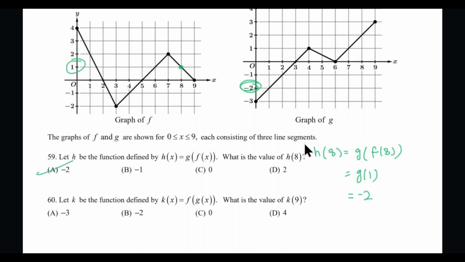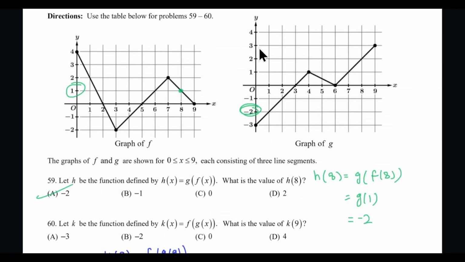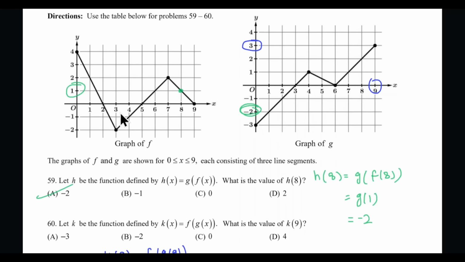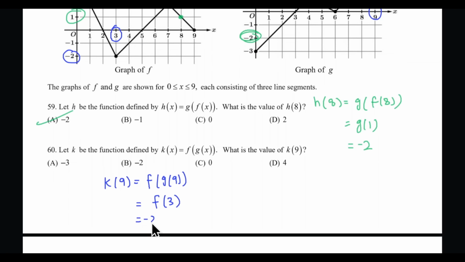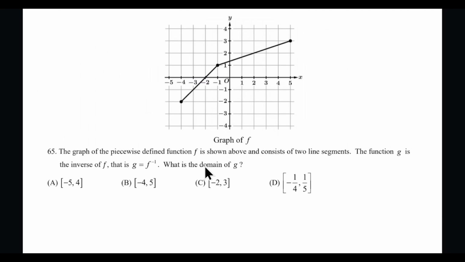Over here we need to figure out k of 9. So k of 9 will be f of g of 9. What is g of 9, guys? G of 9 is over here, which is just 3. And what is f of 3? F of 3 is going to be over here. At x equal to 3, f is minus 2. So this is minus 2 over here, and our answer should be option B.